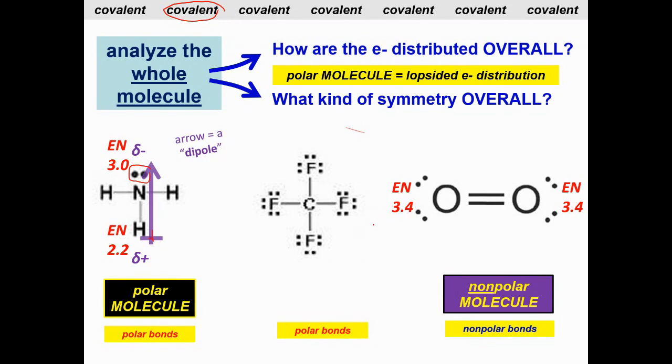The 2 oxygens share their electrons with each other equally. They have equal electronegativities. Okay, now let's analyze the CF4. This is the interesting one. It's made of polar bonds.